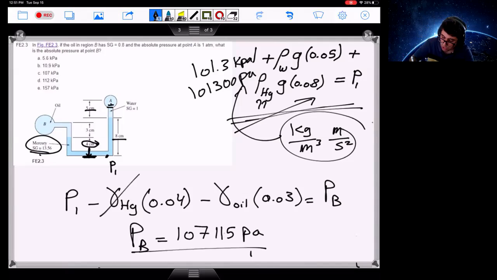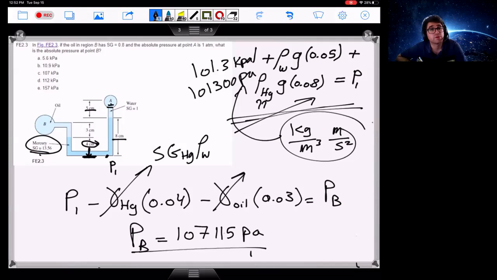And we said gamma Hg is what? Can someone tell me what gamma Hg is? How did you find gamma Hg in this problem? SG times gamma W. Perfect. Yes. And what about gamma of oil? SG of oil times gamma W.